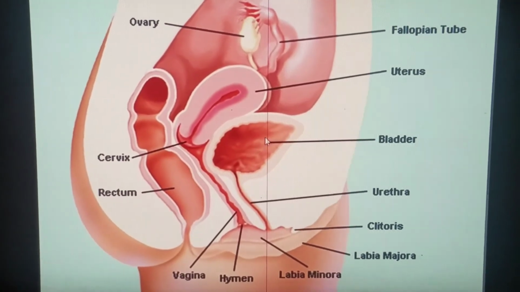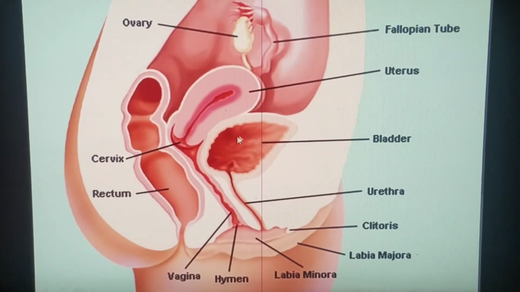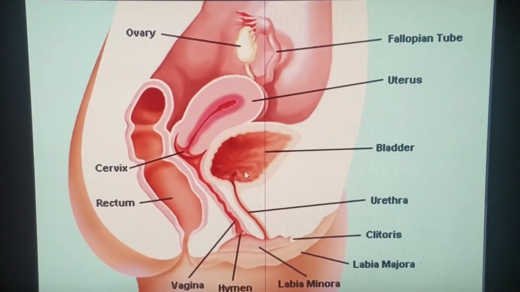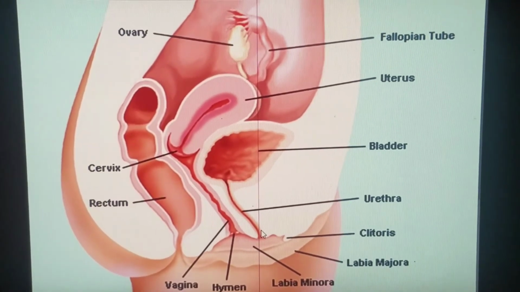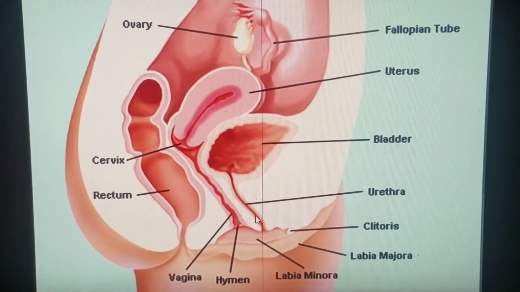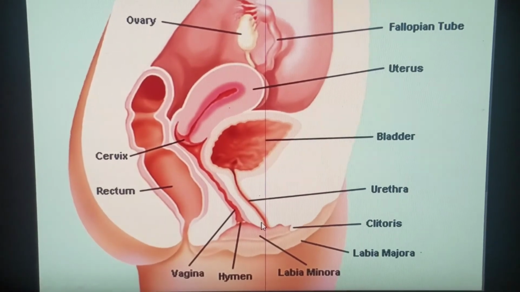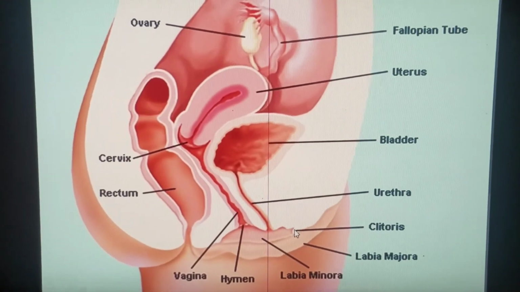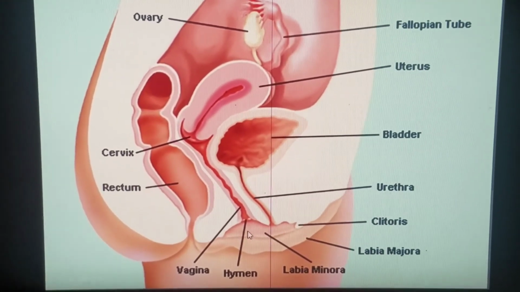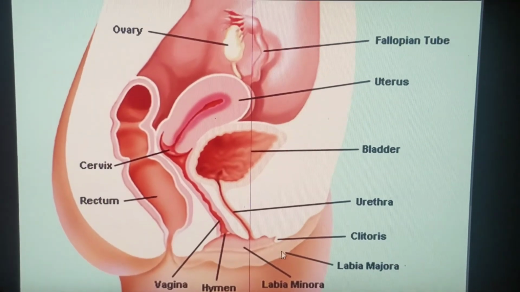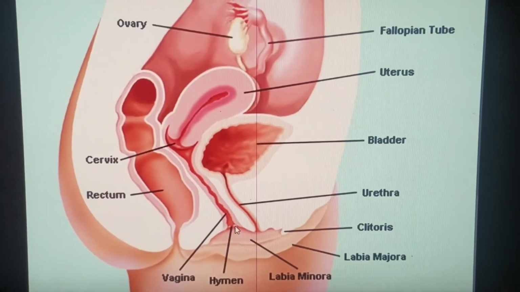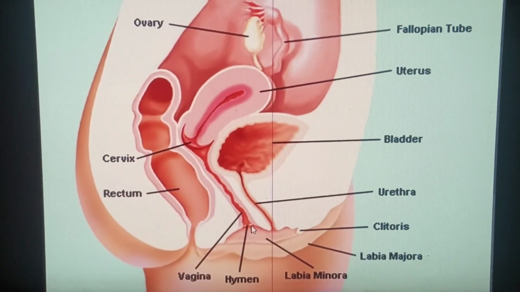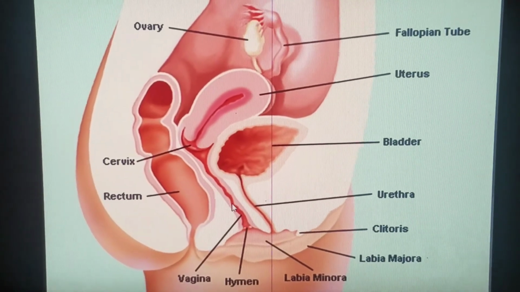We have the bladder, which is where our urine is stored once it is produced and sent to the bladder for storage. This is our urinary bladder. We have the urethra, which is that tube that allows for the passage of urine from the bladder out of the body. We have the clitoris, which is for sexual stimulation. We have the labia minora and the labia majora. We also have the hymen. Now the hymen is usually intact until structures start to enter this vaginal passage.